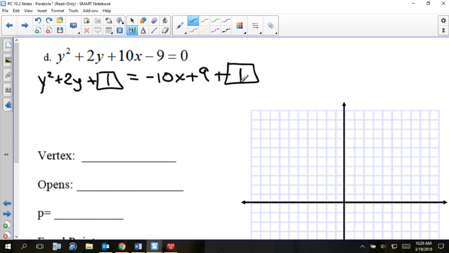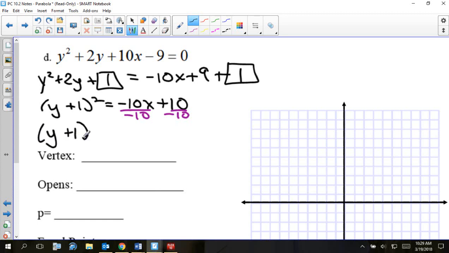Complete the square, factor, and then once you have it factored on the x side, we have a negative 10 in front of the x. That has to be pulled out to be in the correct form. Stop me if you have questions while we're doing this.